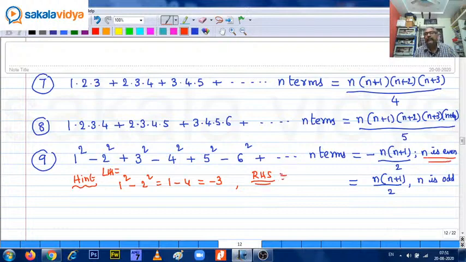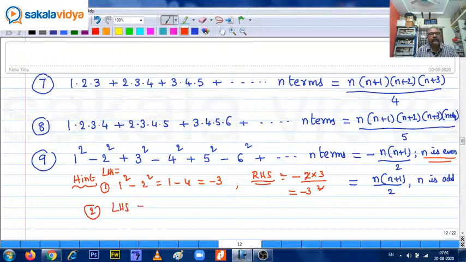n is even, so we take this formula: minus of n times n plus 1 by 2. With n as 2, that is minus of 2 times 3 by 2. The 2 gets cancelled, giving minus 3. That's why we need to take this formula. So this is the first case. Second case, you take odd terms.